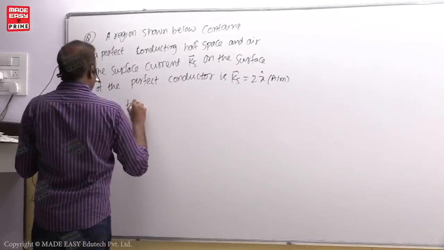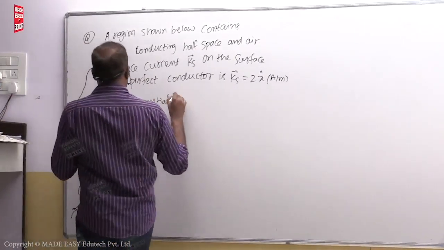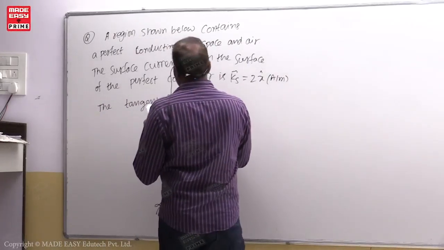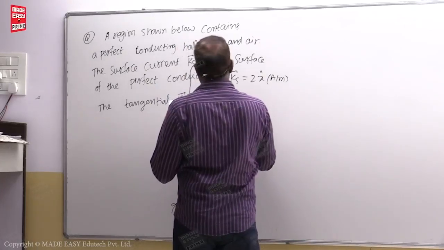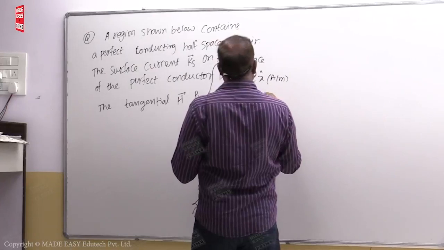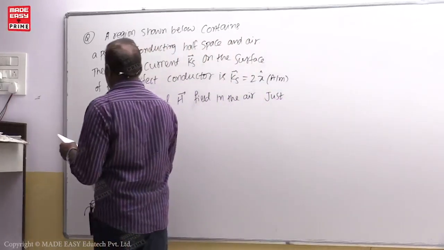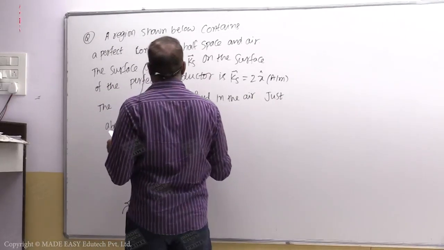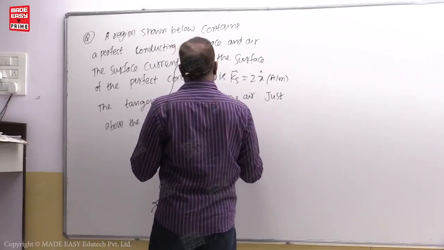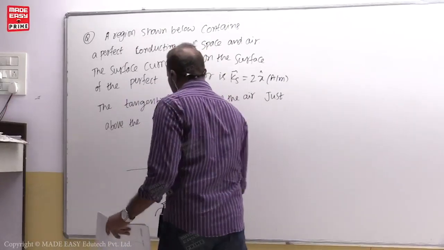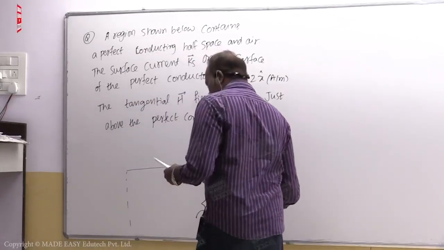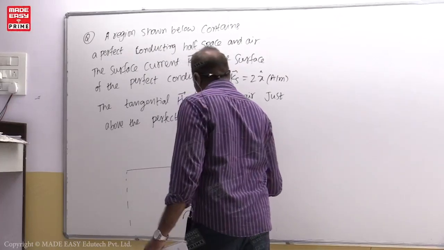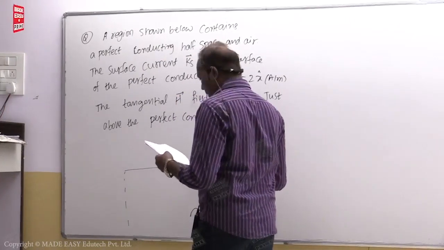Now the tangential h bar, that means Ht field in the air just above the perfect conductor is required. So here is this diagram. Actually it is given like this. It is perfect conductor and this one is air.